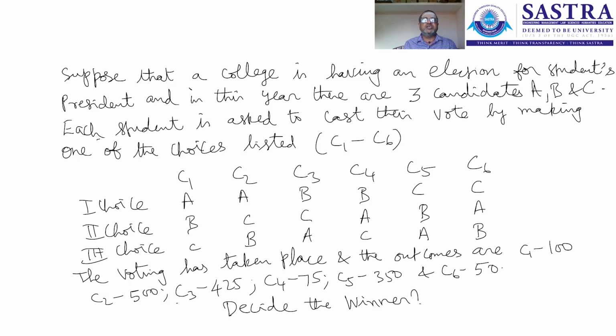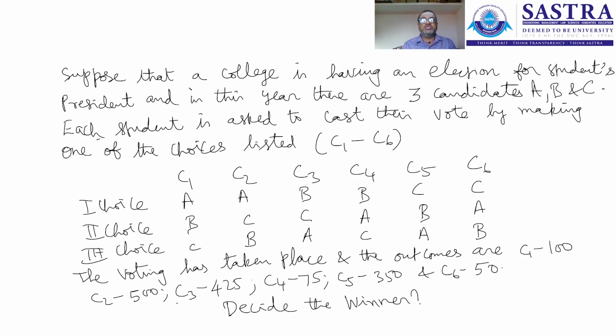Every student is asked to cast their vote by making one of the choices given here. I have just given the enumeration of the positions of the participants A, B and C. When I want to cast my vote, I have to choose between C1 to C6. What is this C1 to C6? C1 is the choice A, B, C. My first choice is A, second choice is B and the third choice is C.